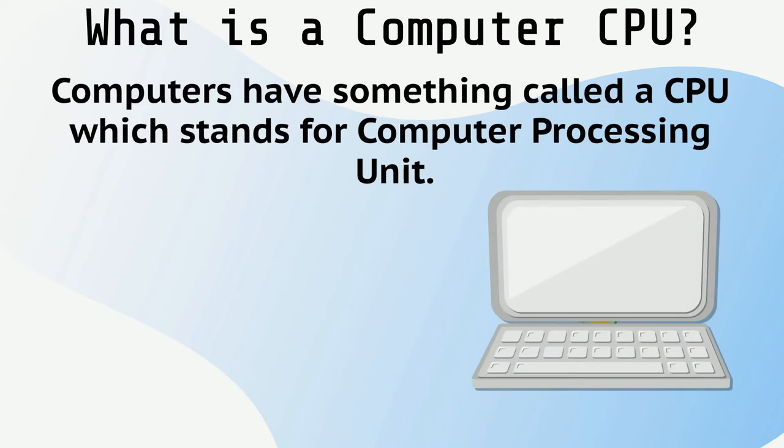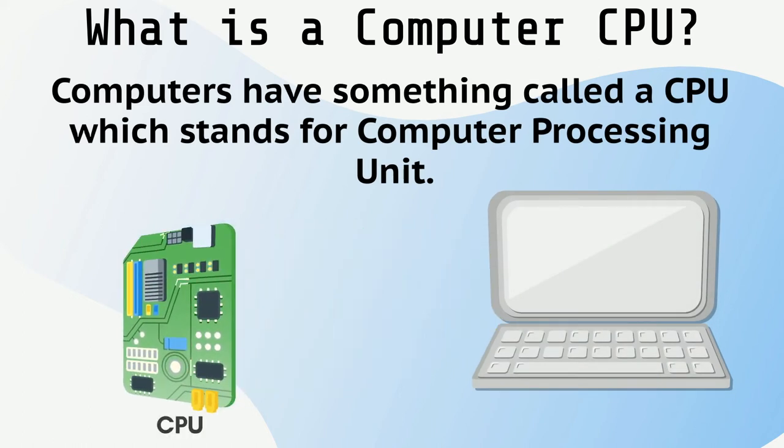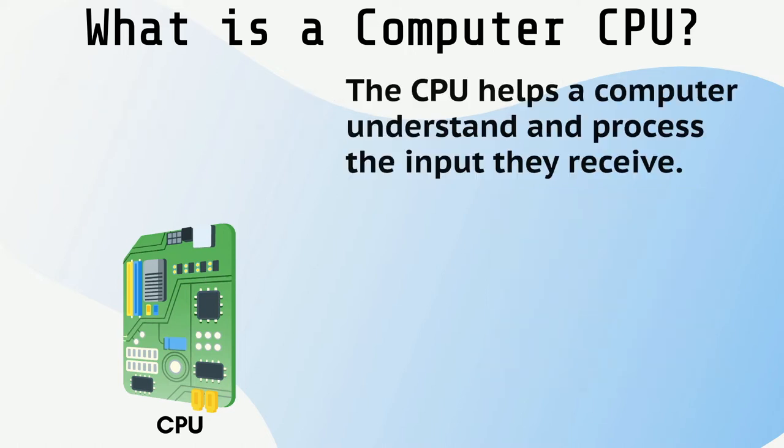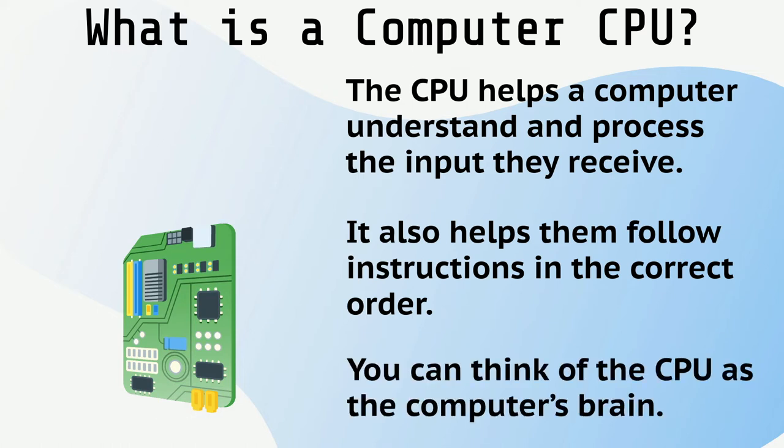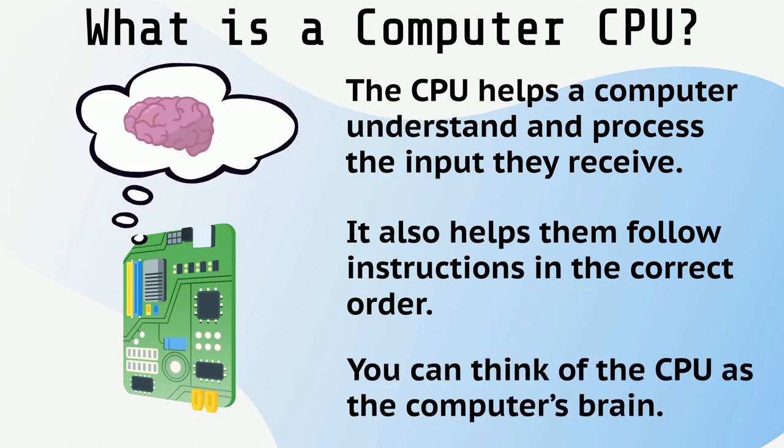Computers have something called a CPU, which stands for Computer Processing Unit. The CPU helps a computer understand and process the input they receive. It also helps them follow instructions in the correct order. You can think of the CPU as the computer's brain.